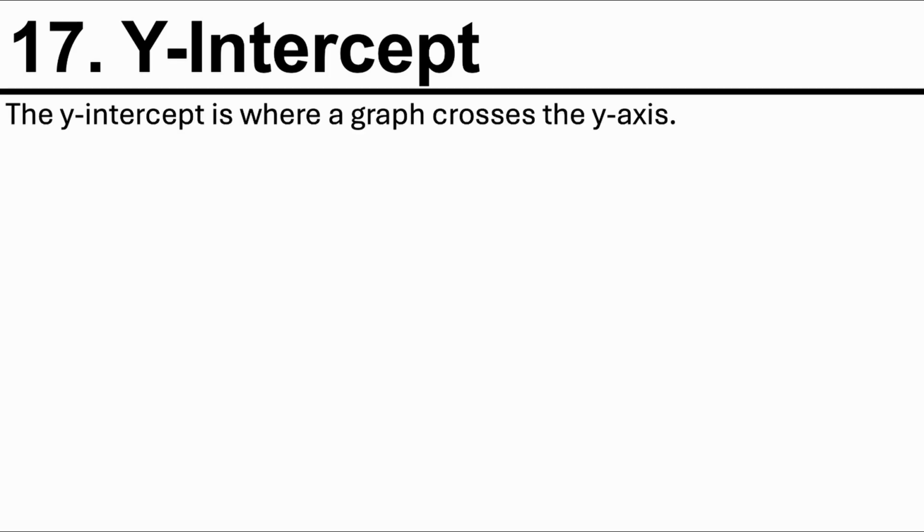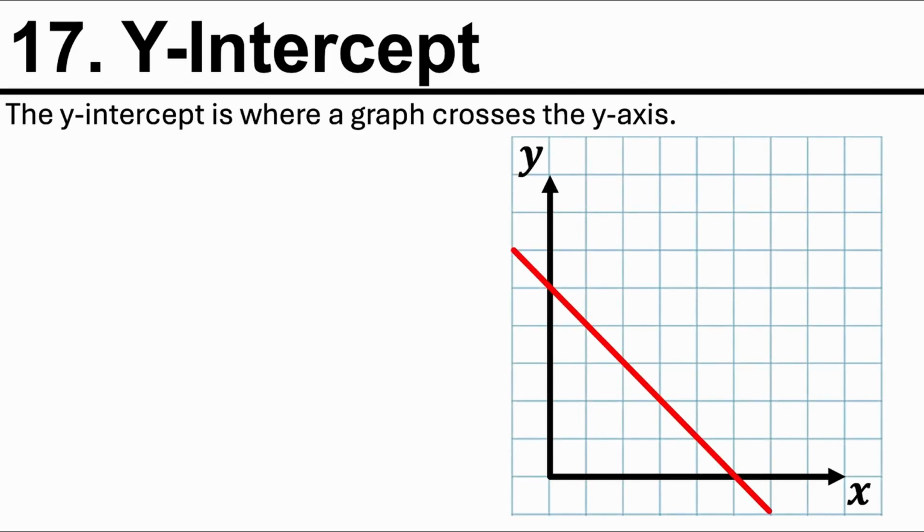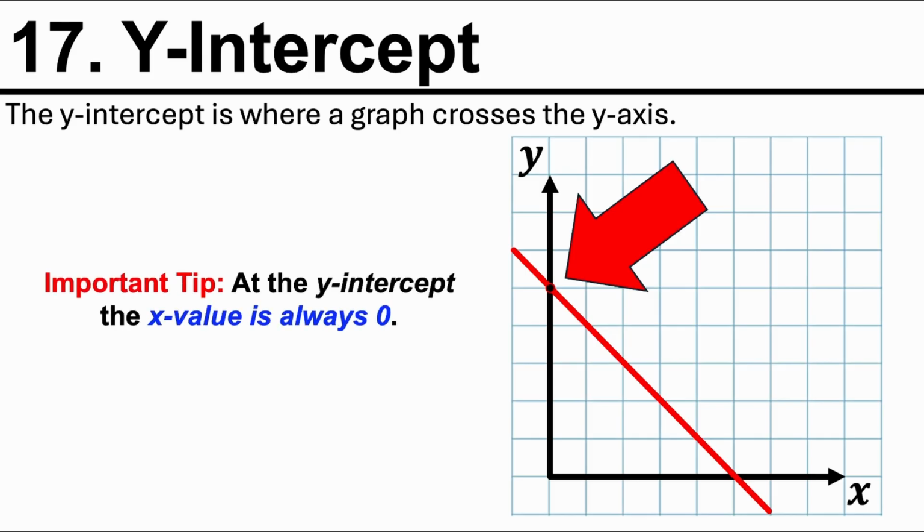Next, we have the y-intercept. The y-intercept is where the graph crosses over that y-axis. And so here we have our graph, the same graph, except this time the y-intercept is where it crosses over the y-axis. An important tip is that at the y-intercept, the x value is always 0.